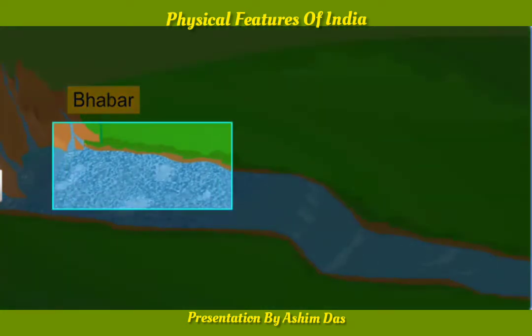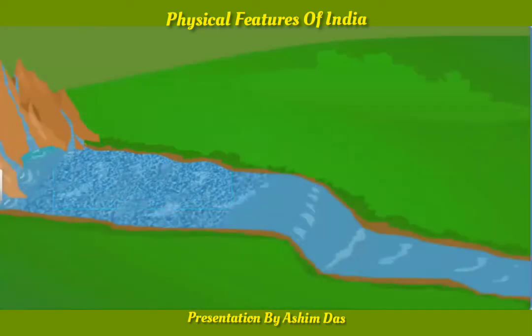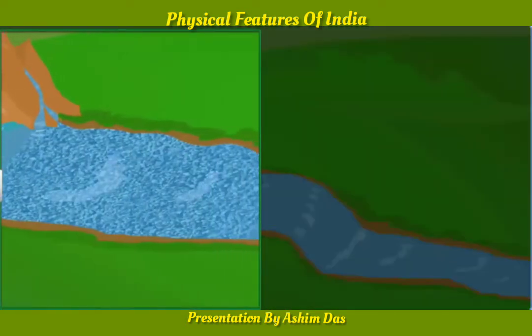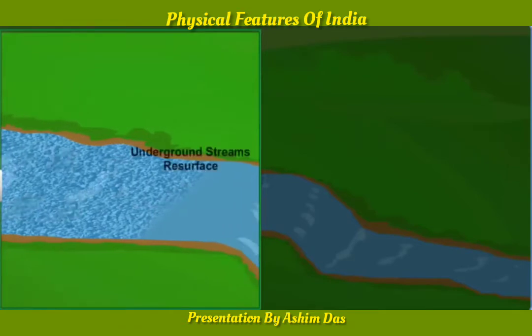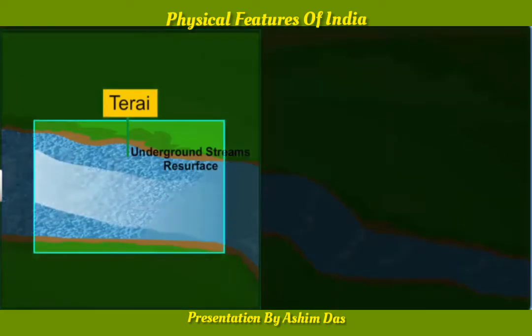Moving south of the Bhabar belt, you come to the next region, Terai. All rivers and streams that disappear in the Bhabar belt resurface in this region.